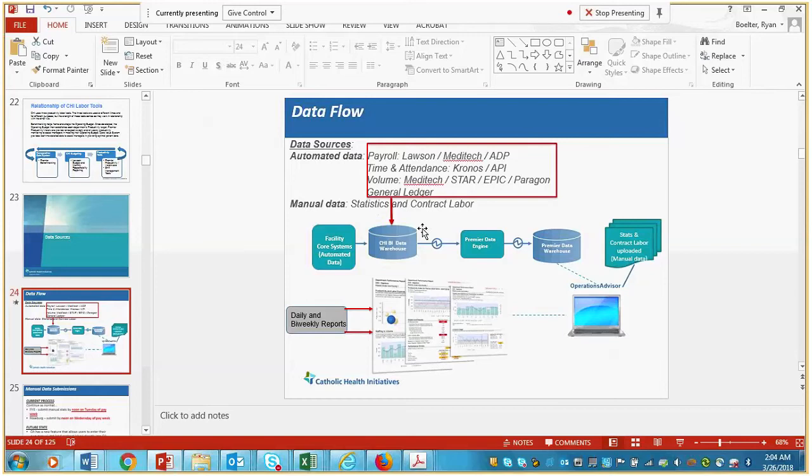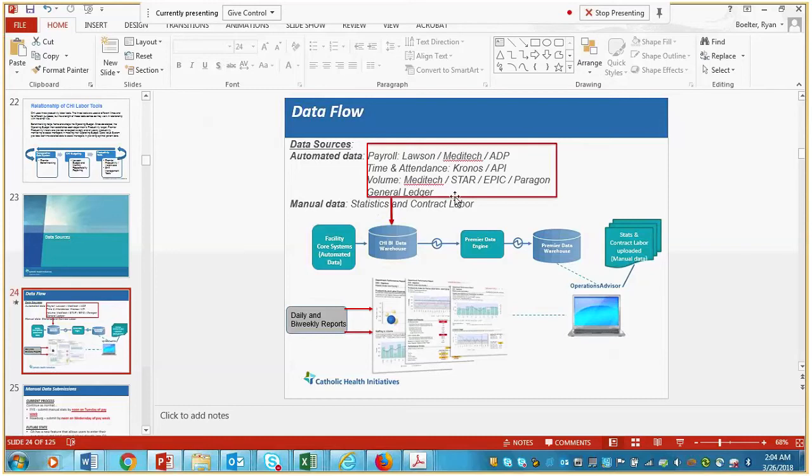With using business intelligence, we no longer have to do that. The data flows automatically. They're already doing quality control on the data. They're using it for numerous dashboards. We're just letting the pieces that we need from those data sources flow into Operations Advisor. So you don't have to be too concerned with that flow chart.